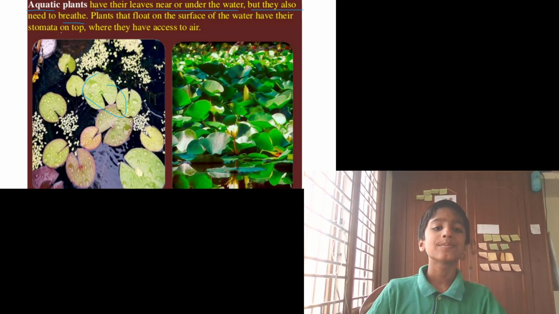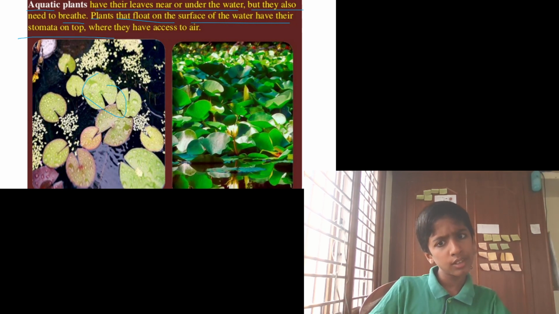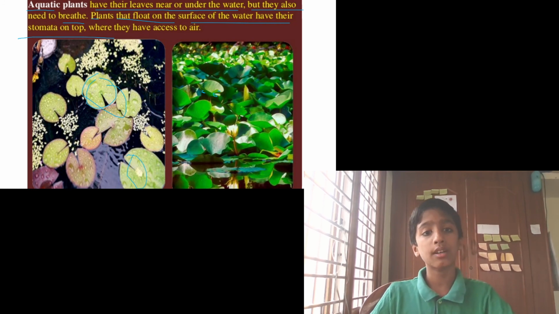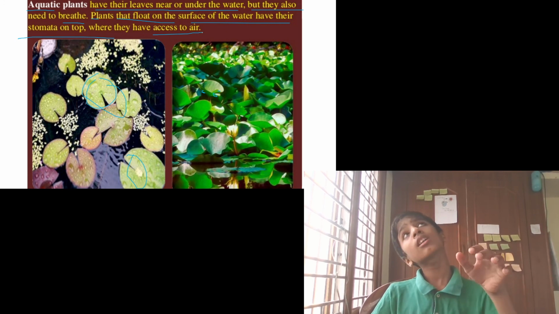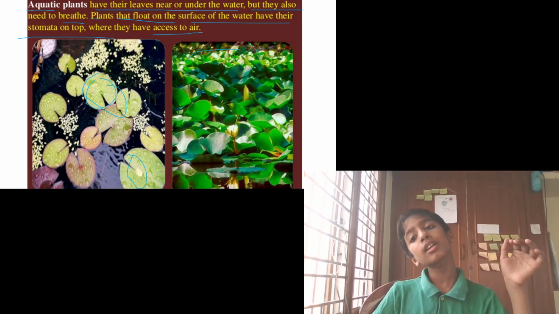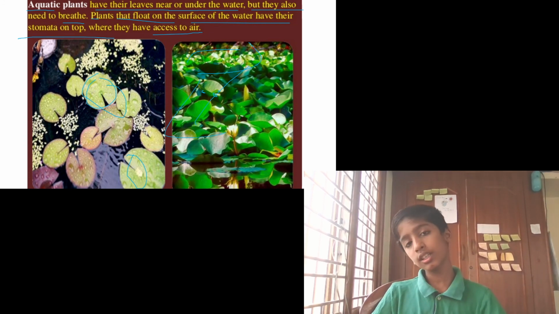The plants that float on the surface of the water have the stomata at the top. If the stomata of floating plants were at the bottom, how could they respire? Because down there will be water. To solve that problem, they have the stomata at the upper side, where they have access to the air and enough air to breathe, right?